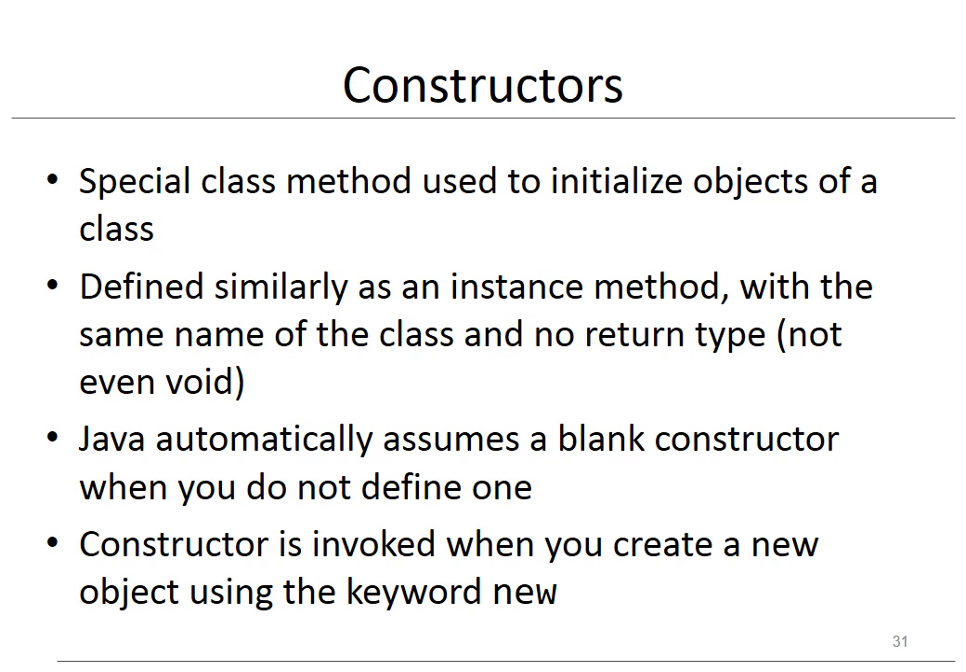Constructor methods are a special type of class methods used to construct or initialize objects of a specific class. A constructor is defined in the same way as an instance method, with the following 2 differences. A constructor method has the same name as the class and it has no return type, not even void. There is no need to explicitly define a constructor for a class, as Java will automatically assume a blank constructor when you do not define one.